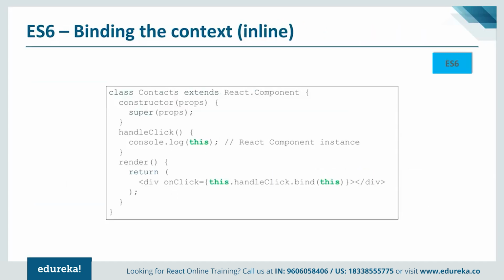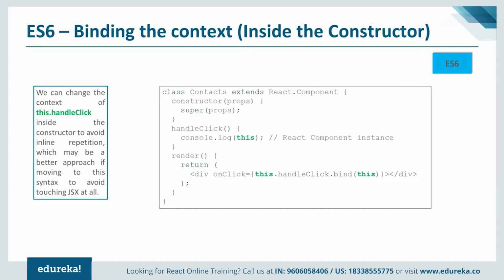Here we have bound the context outside the constructor, and here we have bound the context inside the constructor itself. So we could change the context because we have changed the context of this.handleClick inside the constructor. So to avoid the inline repetition of the code, this seems to be a better approach if moving to the syntax to avoid touching JSX at all. So what we are doing here is that there is a constructor and we are calling the bind function inside this constructor itself. So this is one of the ways.